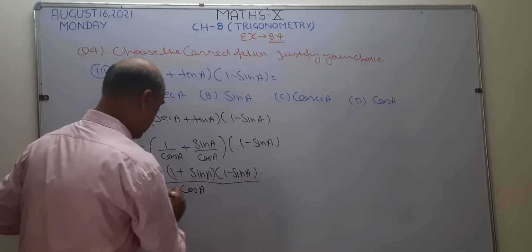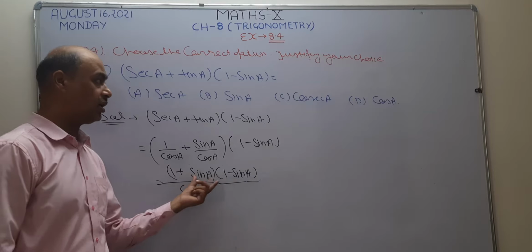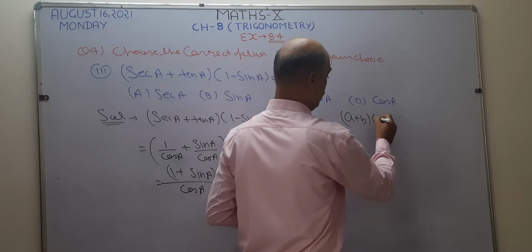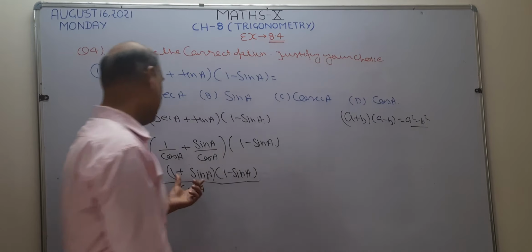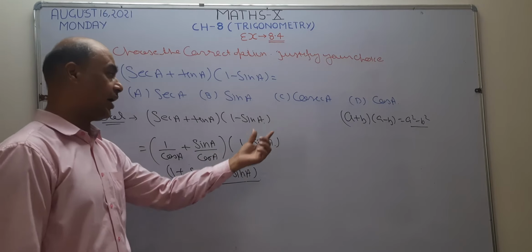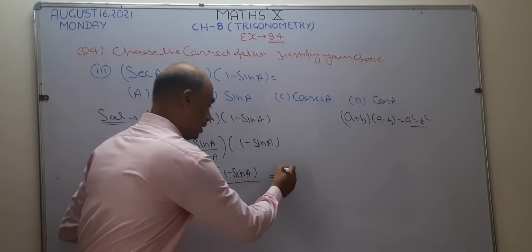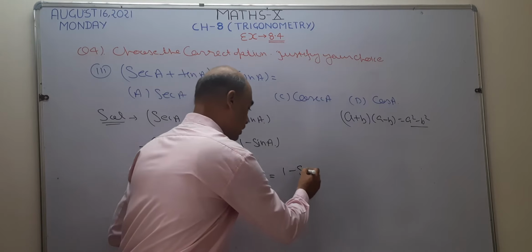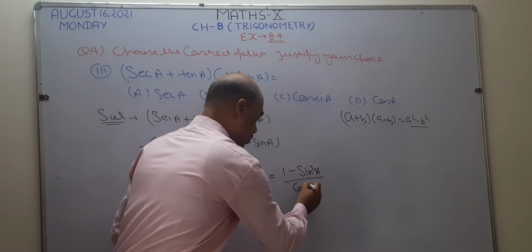Write this. Now see, (A plus B) into (A minus B). Again an identity is there. I am going to use this identity, (A plus B) into (A minus B), which is equal to A square minus B square, because 1 plus sine and 1 minus sine is there. So using this identity, I write A square minus B square. Here A is 1, so 1 square is 1. After that, minus sign, B is sine, so the square of sine is sine square A. And the denominator remains the same, cos A.